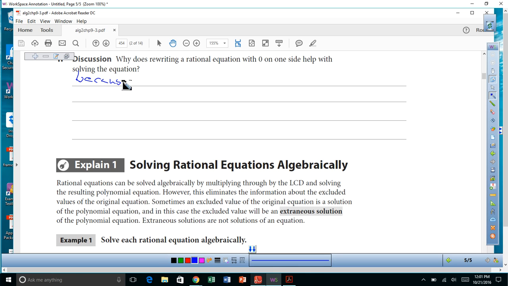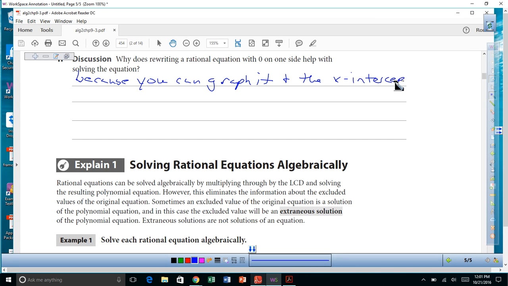Because you can graph it. The equation, you can graph the equation, and the x-intercept is the solution.